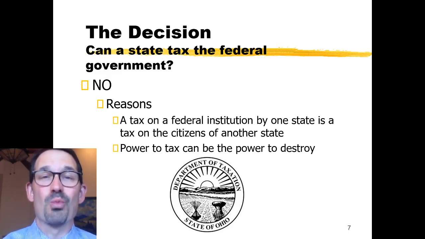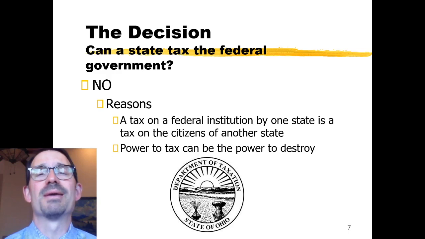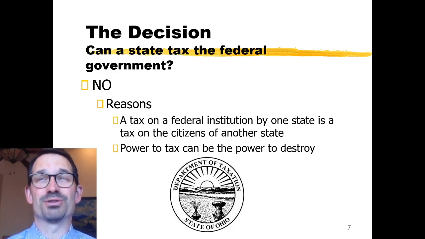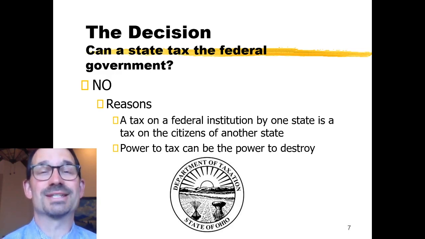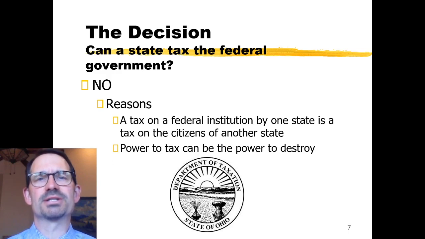In other words, what Maryland was trying to do here was destroy the bank, because the power to tax would be the power to destroy in this situation. Please don't not pay your taxes because the national government's trying to destroy you. That's not what the Supreme Court's saying. What they're saying here is that the power to tax is the power to destroy, and if all the states could tax the national government, it would get destroyed.